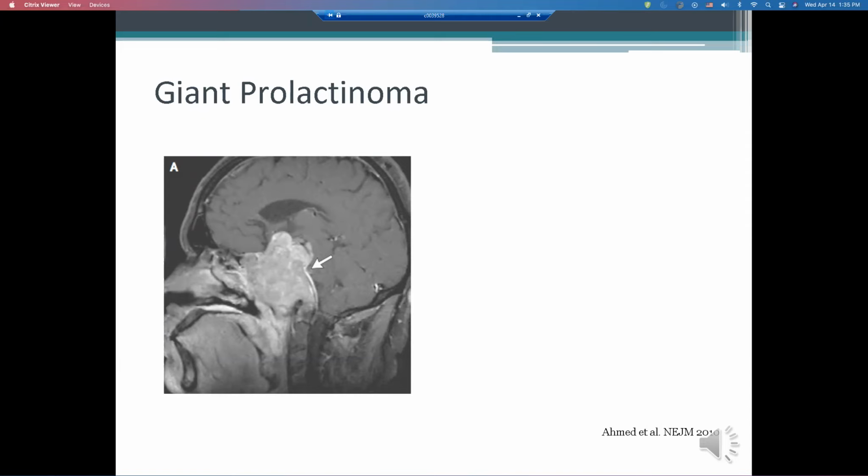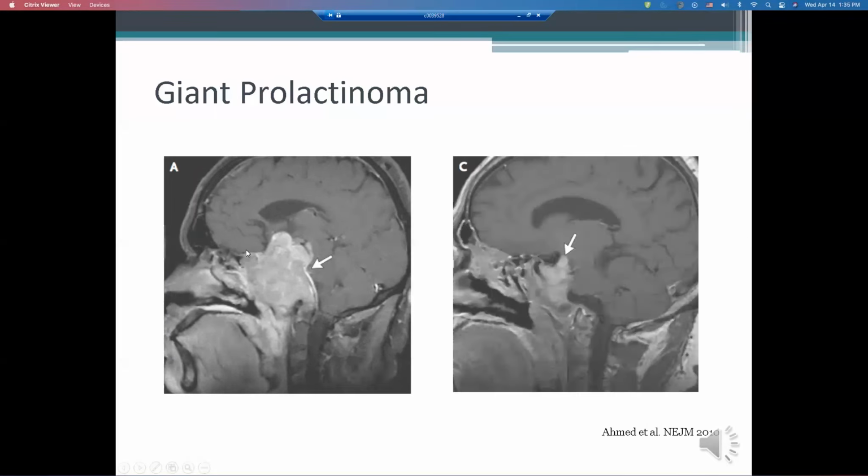This is an example of a giant prolactinoma. You can see the tumor is quite large right here. And you can see after medical therapy how much it shrank in size. So we do see this really good response at times when treating prolactinomas. The definition of a giant prolactinoma is any tumor bigger than 3 centimeters. And you can measure it in any axis you want.